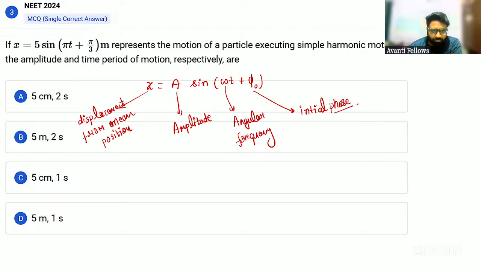Clear? Now, according to the given question, x is given to you as 5 sine omega t plus pi by 3. Sorry, in place of omega it is pi t plus pi by 3. Now, if I ask you what is the amplitude, everyone in the classroom tell me what is the amplitude. And look, this is in meters, so whatever quantity is written will be in meters.